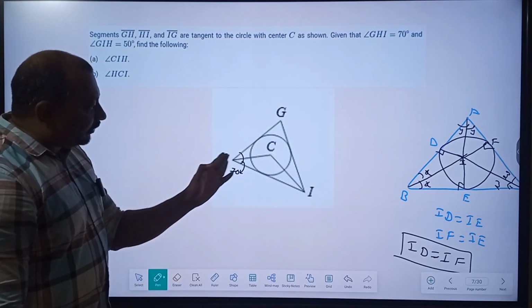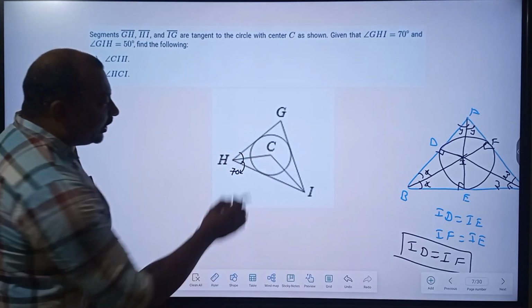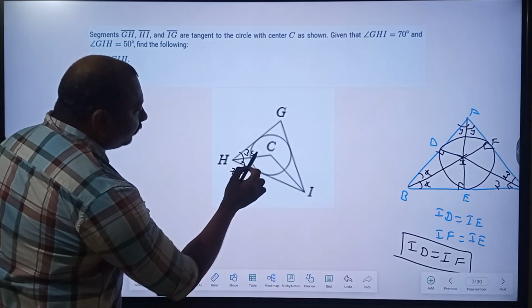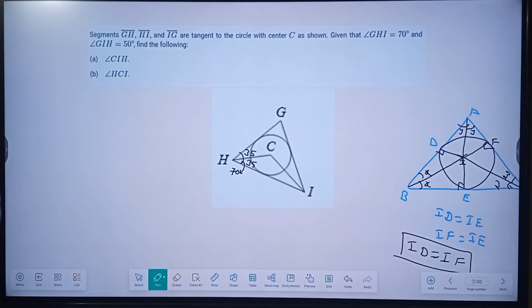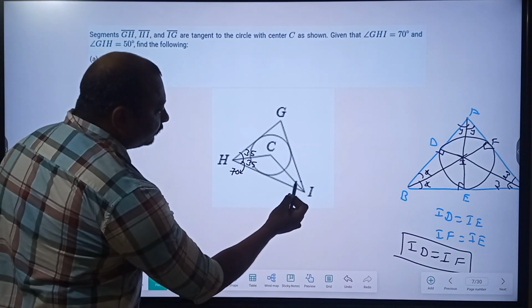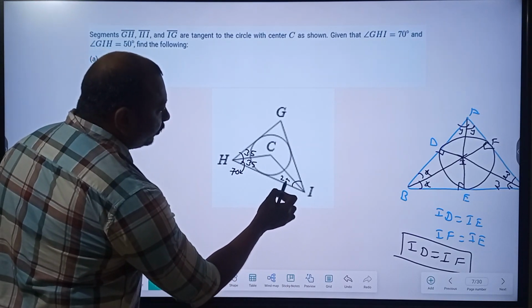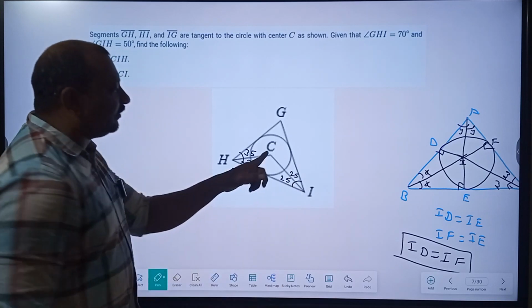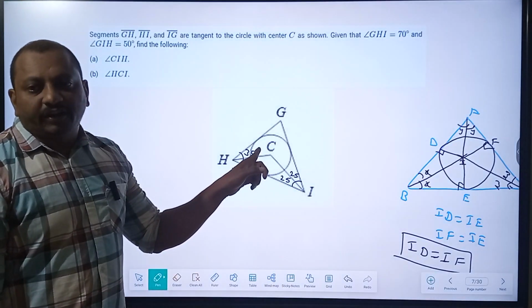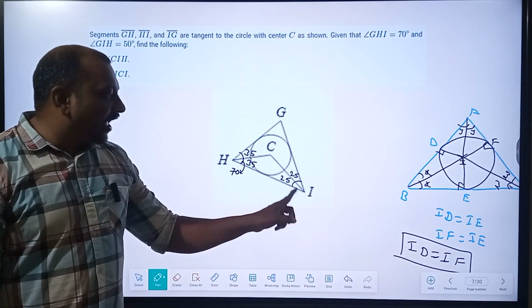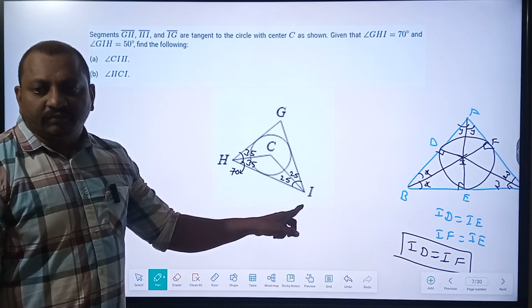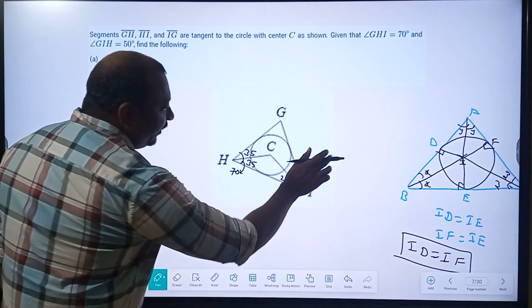So HC is the angle bisector and the corresponding angle here is equal to 35 and 35. And angle GIH is 50, right? So this will be 25 and this will be 25, because this is the incenter. Incenter means the point of intersection of angle bisectors. CI is the angle bisector of this angle I, so the total is 50.